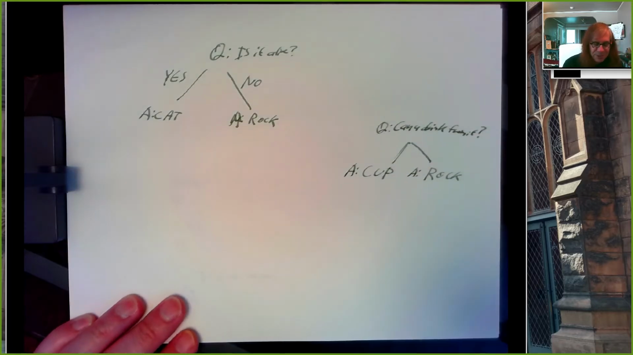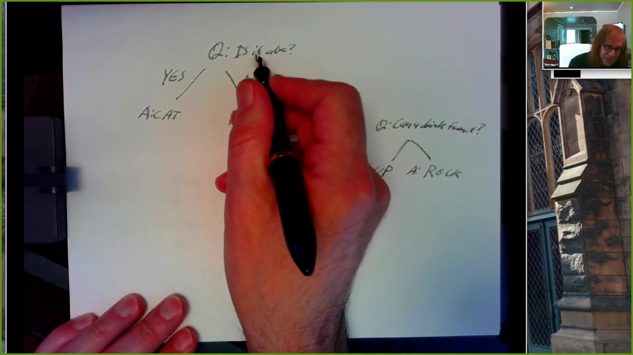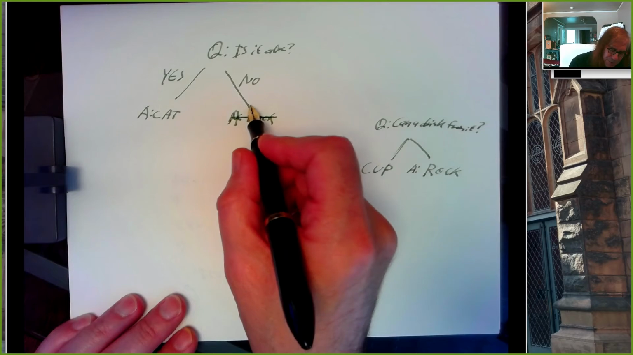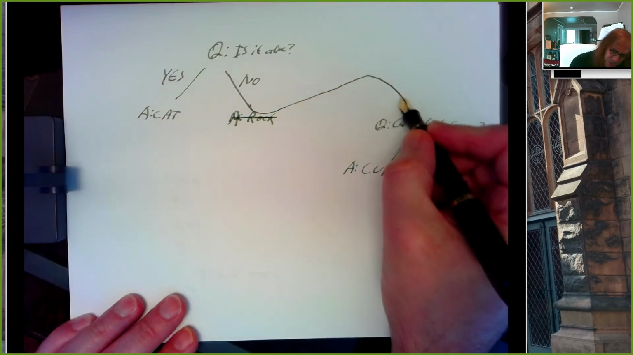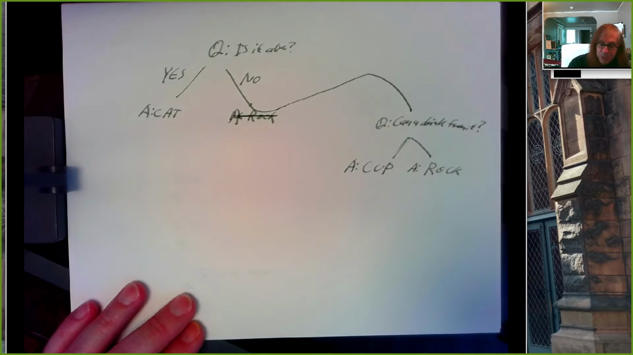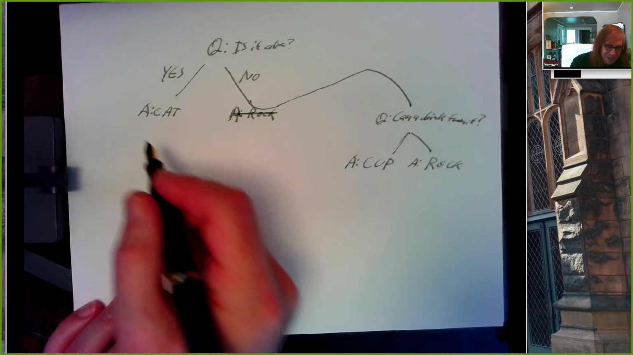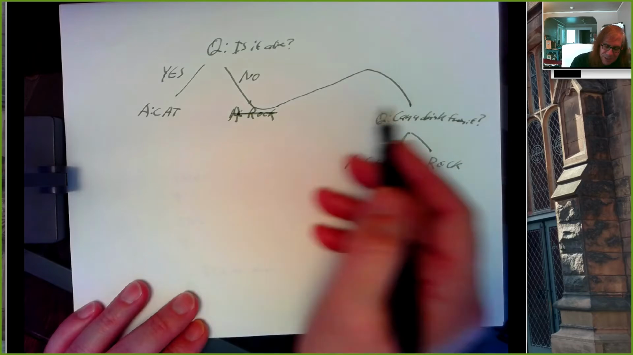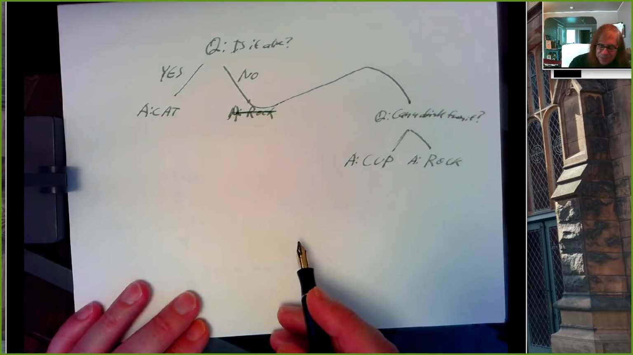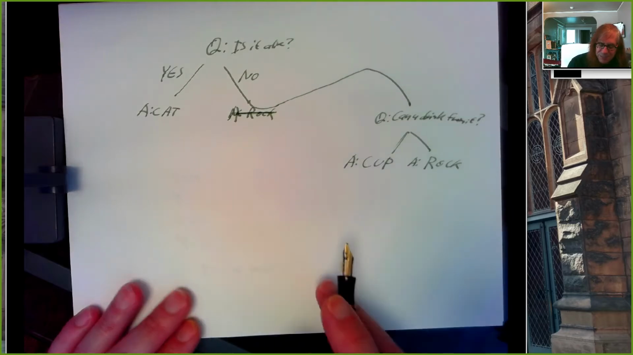All right, I'm going to back up to the last question that I asked, which was, is it alive? And the person said no, and I'm going to change this node from my answer to this new question. All right, so I've grown my tree. The left branch is still the same, but the right branch is going to say no. And instead of saying you're thinking of a rock, I'm going to ask, can you drink from it? And if the answer is yes, I'll say a cup. If no, I'll say a rock.